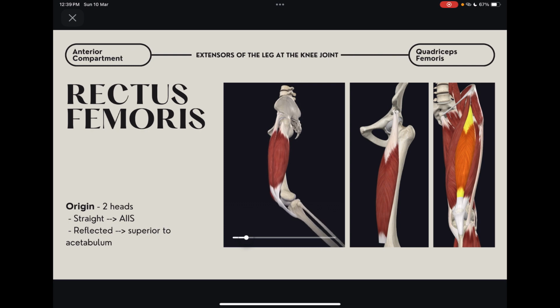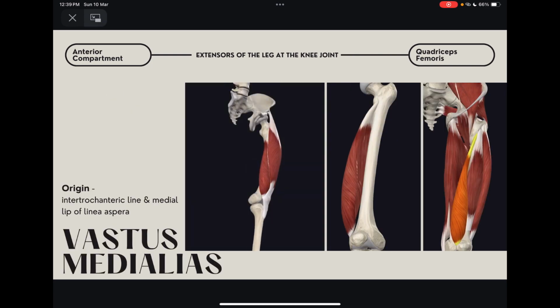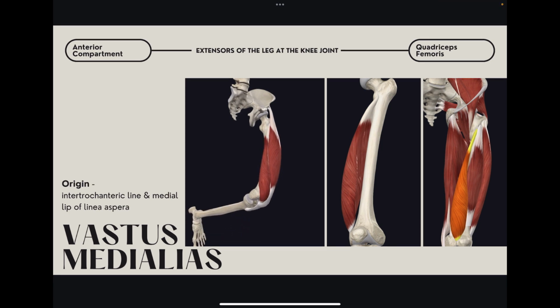So again, rectus femoris has 2 heads. A straight head coming from the anterior inferior iliac spine, and a reflected head coming from, or just superior to, the acetabulum. So this is the most superficial muscle of the quadriceps. If it was reflected, or if it was removed, we would be able to see the other 3 muscles. First of all, the vastus medialis. Vastus medialis is coming from the intertrochanteric line and the medial lip of linea aspera.